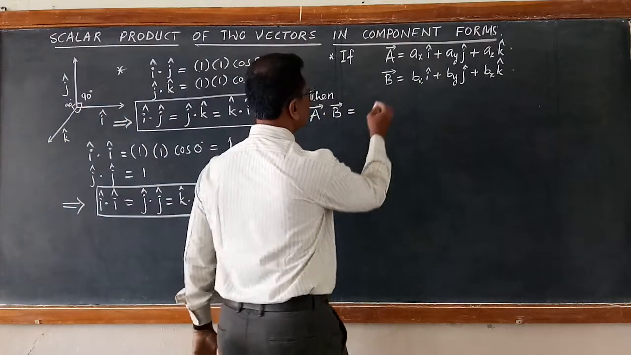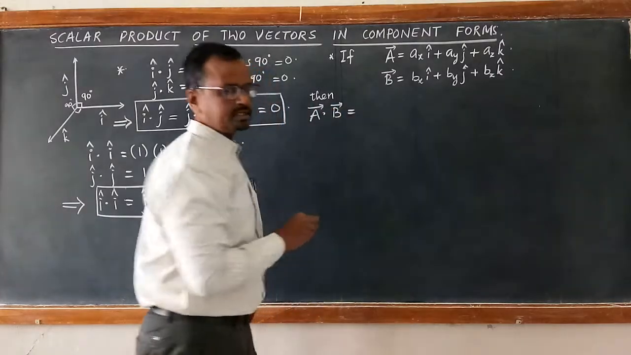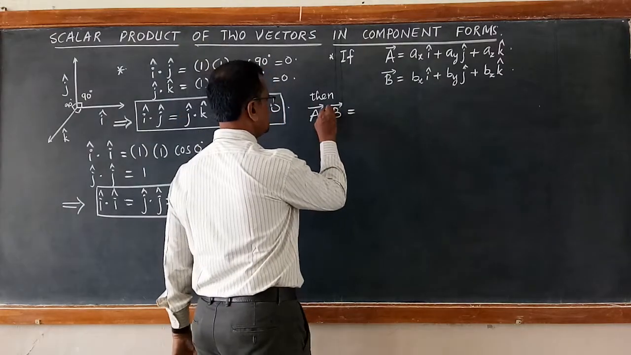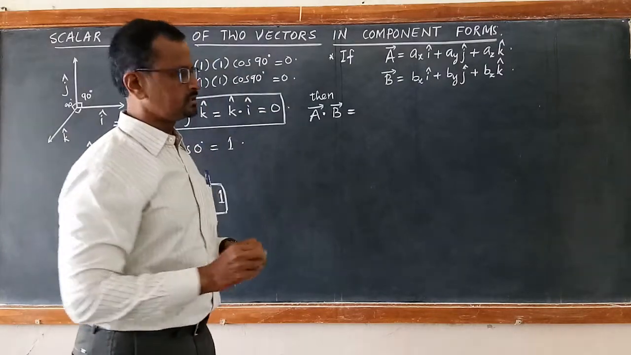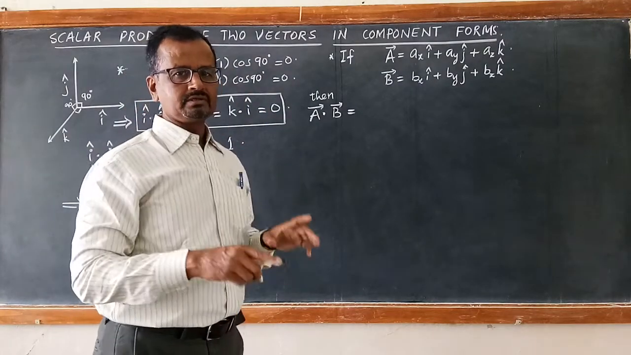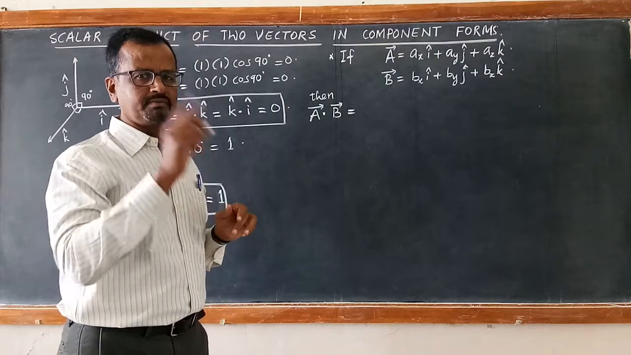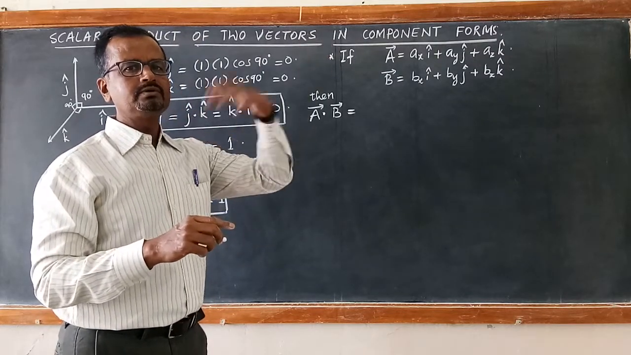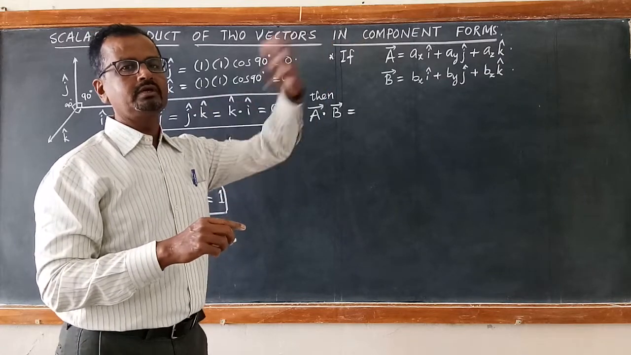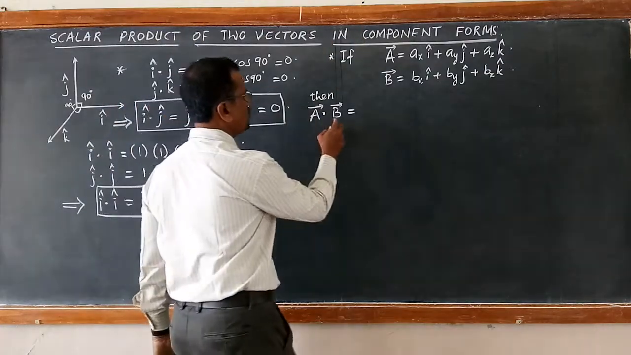So let us carry out. This dot must be mentioned there. Don't forget, the dot has a meaning. It is a scalar product. Don't write multiplication. Multiplication is wrong. If you write multiplication, it has a different meaning. As I told you, it is giving you the cross product. That is what we are going to learn in the next topic. So A dot B, right?